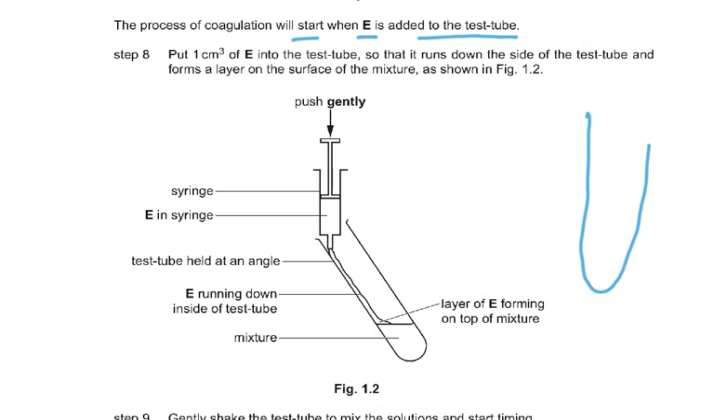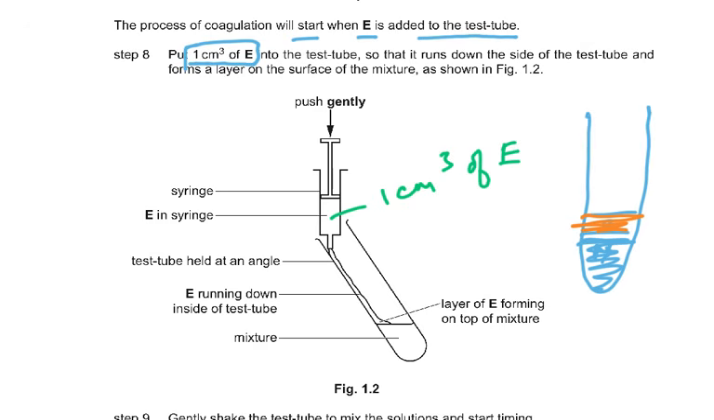So you've taken this test tube out, and now it's got the M in it and the C in it, right? The C I made in orange, the M I made in blue. Now put 1 cm³ of E. Now you have 1 cm³ of E in the syringe, so that it runs down the side of the test tube and forms a layer on the surface of the mixture, so that it goes down here, goes down the side, and then forms a layer on the top, as shown in figure 1.2.